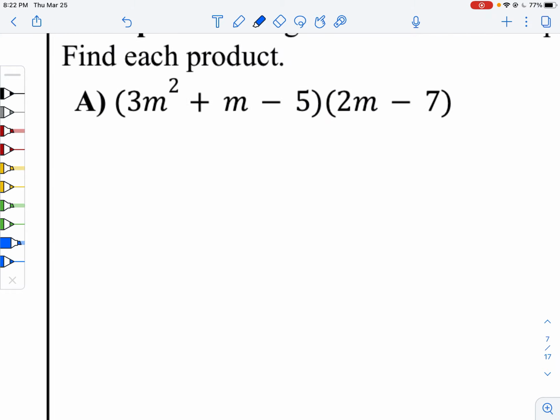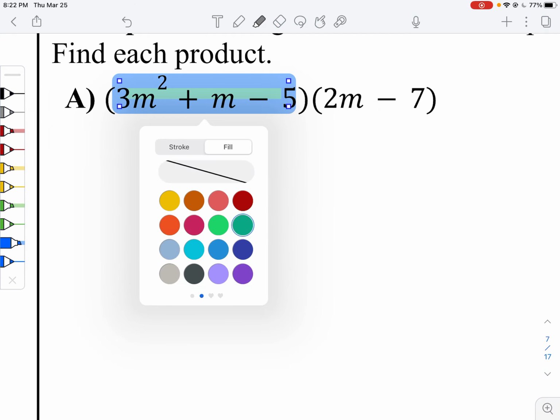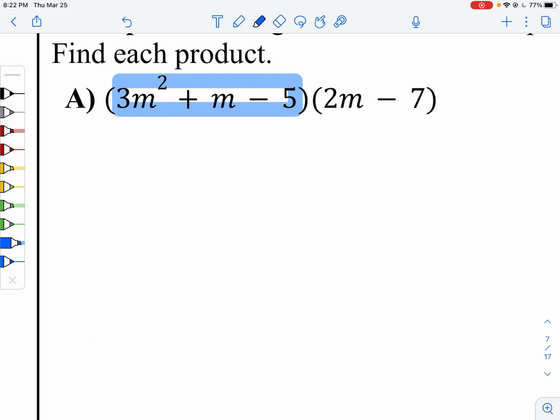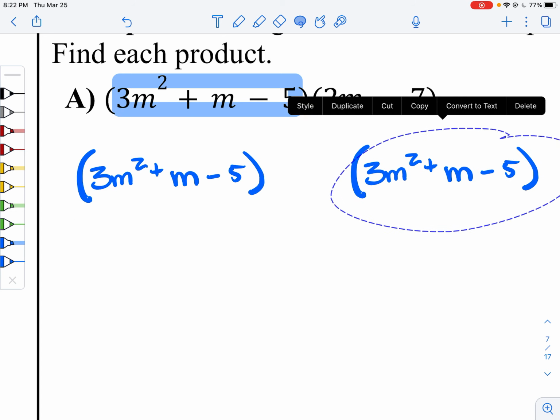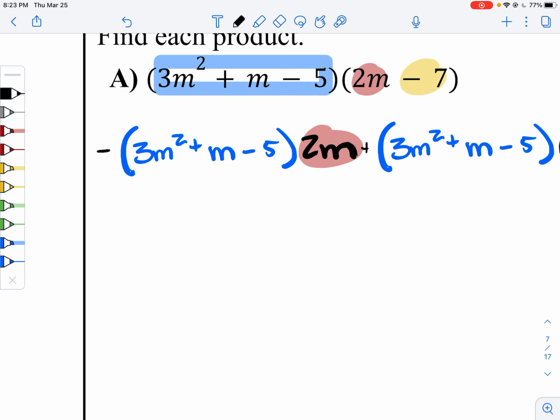However, I suggest that you distribute the smaller one into the bigger one. So this is smaller because it has two terms. So we're going to treat this like our blue box. He's just some amount. So we're going to distribute that into our 2m minus 7. So we've got 3m squared plus m minus 5. First it's that times 2m, and then that times negative 7. Okay, so we've got 2m here, we've got negative 7 there, and now we're going to distribute them into our two blue boxes.